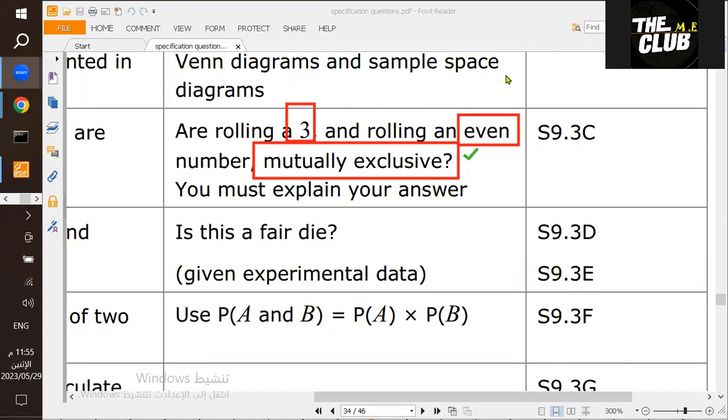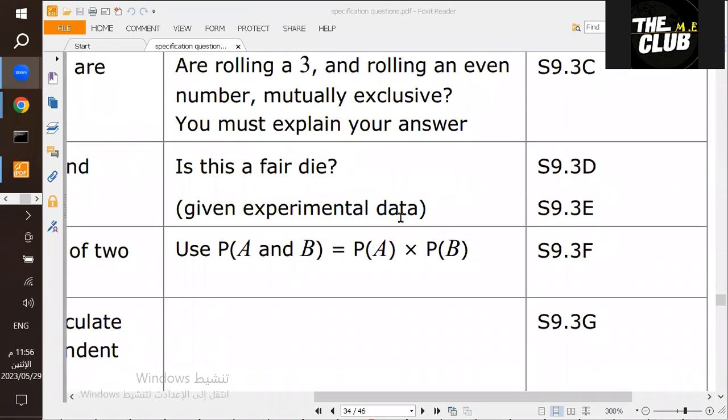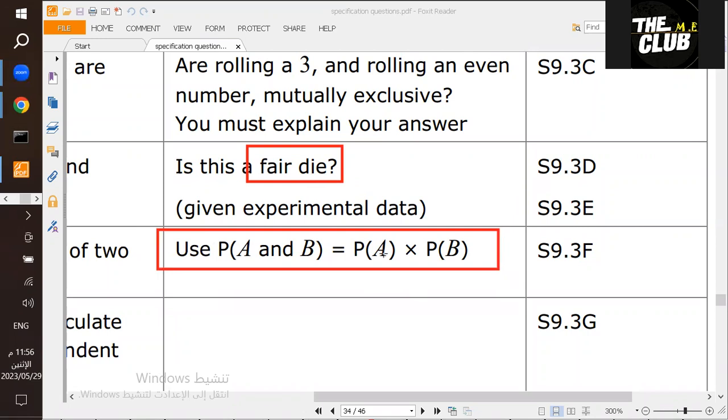Now, let's move on to the next question. Is this a fair die given experimental data? How do you know a fair die? When you look at the numbers, if the numbers of possible outcomes are the same, it means the die is fair. But if the numbers are not the same, it means it's not fair. A fair die must have the same probability for all outcomes. That's the idea, okay?